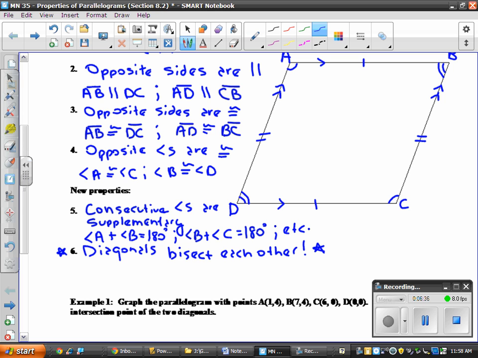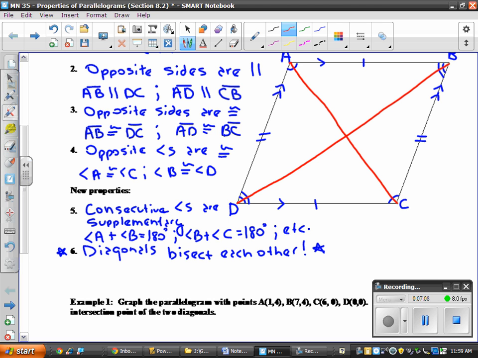Now we know what a diagonal is. It's when you go from one vertex, like this angle A, and go directly across to the opposite vertex. And we know about diagonals because of what we talked about in section 8.1's note guide. So there's one diagonal. My other diagonal, in this case, is going to be from angle D over to angle B. Here we've got two diagonals in this parallelogram.